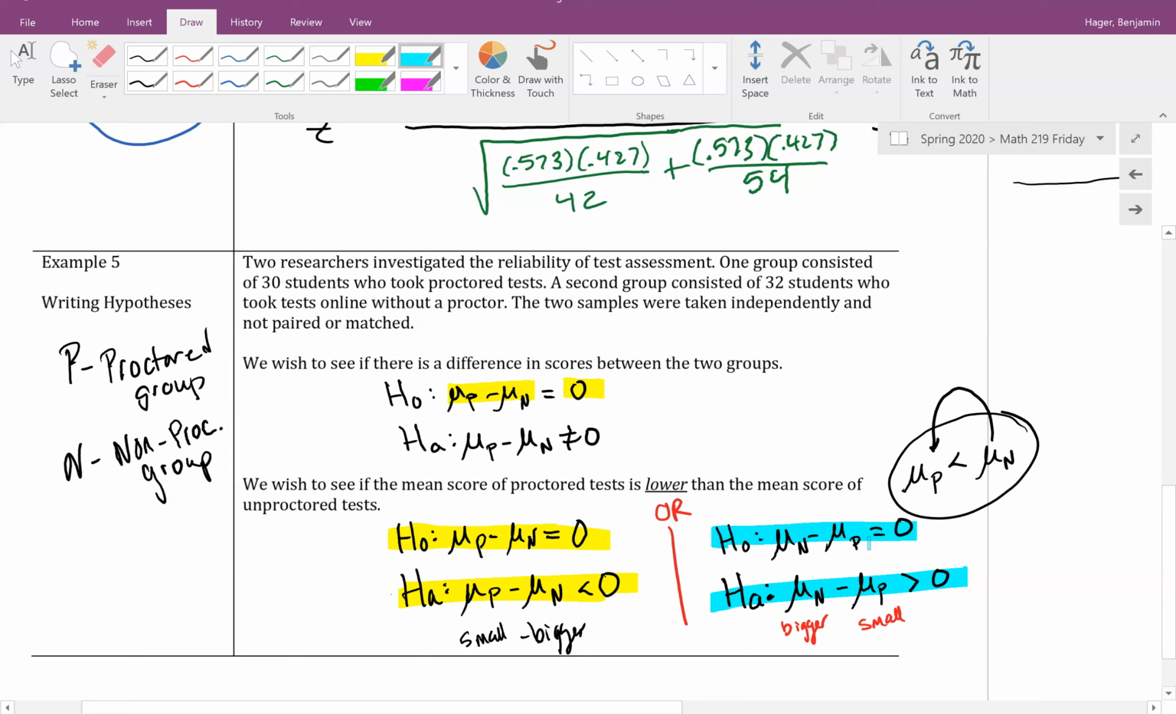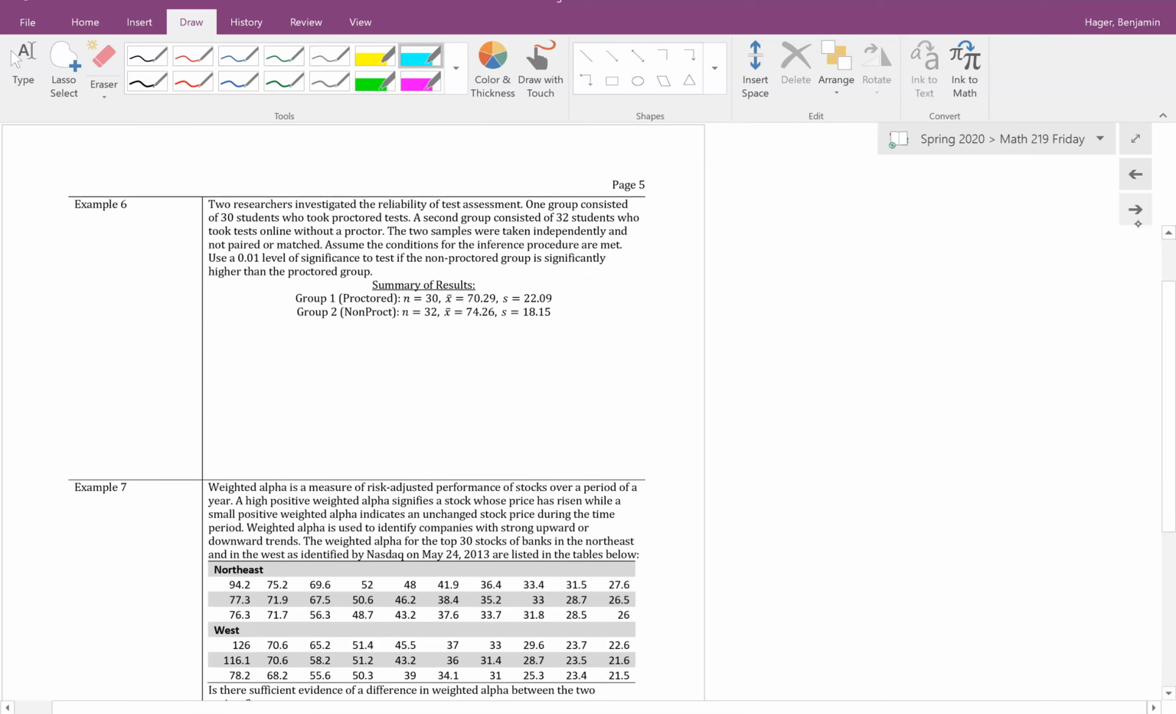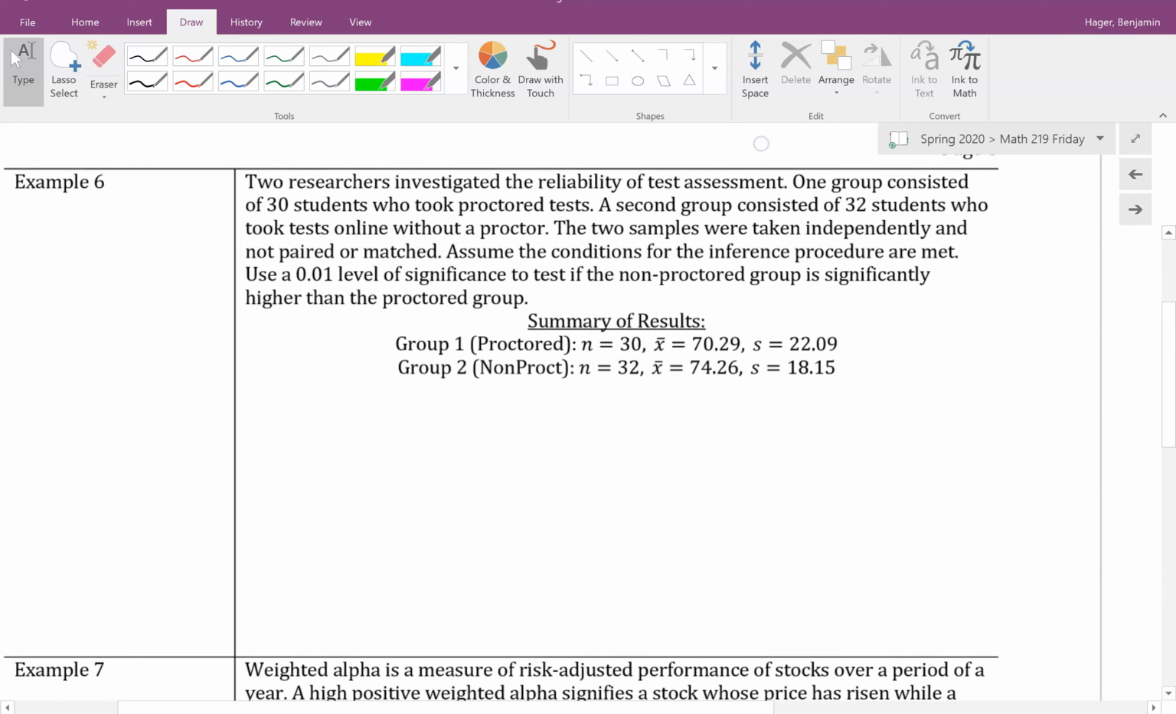All right? Okay. Let's try. I think they're going to have us do this on the next page, so let's see. Yep. So let's do the test. Okay, this looks exactly the same. It looks like the exact same question. Researchers are investigating the reliability of test assessment. You had 30 students who took a proctored test, 32 students who took a test without a proctor. They were independent and not paired or matched. Assume the conditions for inference procedure are met.